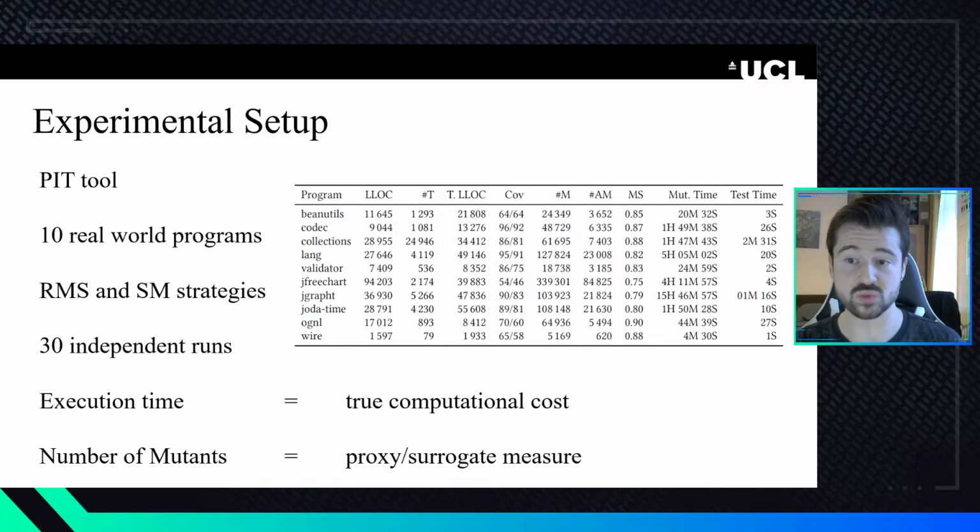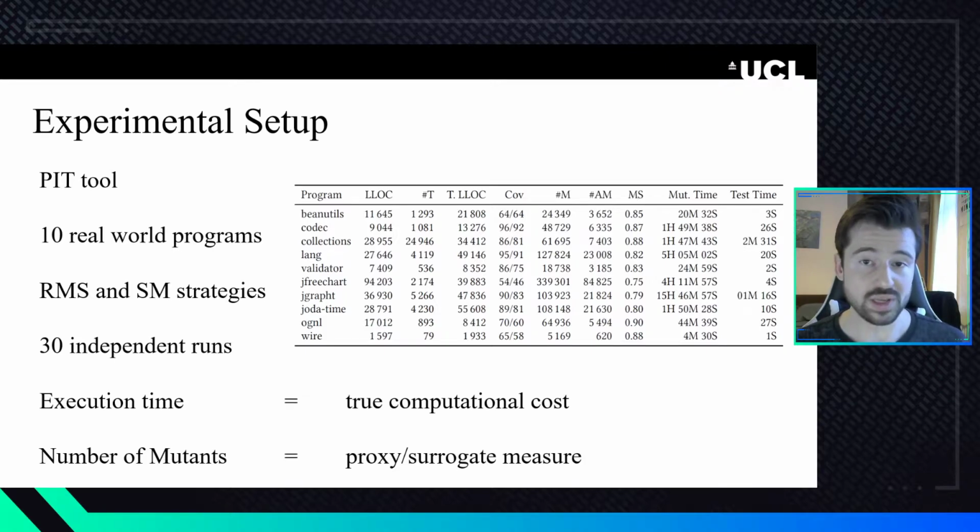To answer those questions, we use two types of strategies. First, random mutant sampling, or RMS for short, and selective mutation, or SM for short. The former selects mutants at random, and the latter selects fewer operators to generate those mutants. So by selecting fewer mutants, or by selecting fewer operators to generate fewer mutants, we can theoretically and practically reduce the cost of mutation testing.